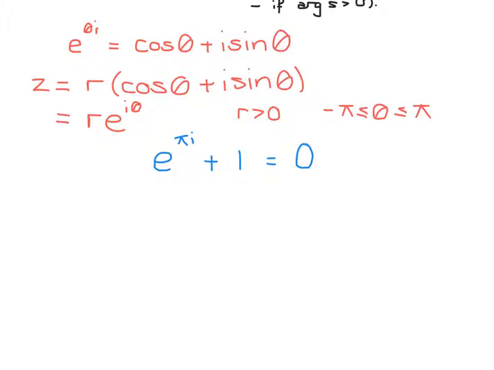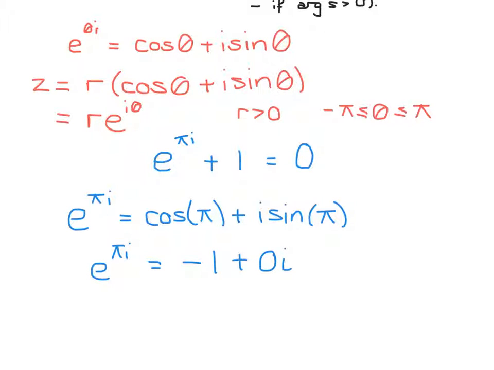From the equality at the top of your screen, we know that e to the power of pi i equals cos pi plus i times sine pi. Cos pi being minus 1 and sine pi being 0. This means that we have e to the power of pi i equals minus 1 plus 0 times i. So we have e to the pi i equals minus 1, and then a simple rearrangement tells us that we have e to the power of pi i plus 1 equals 0, Euler's identity.